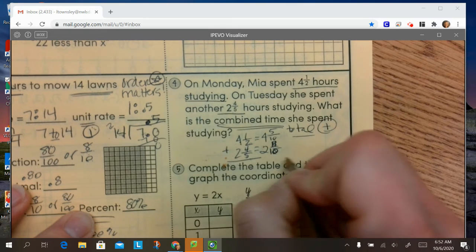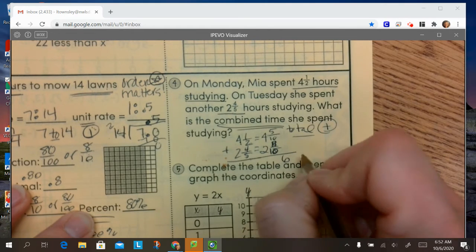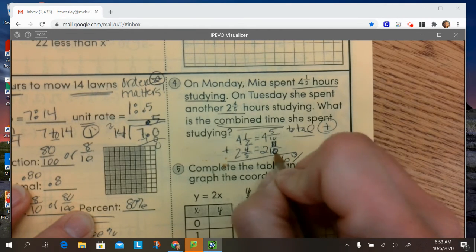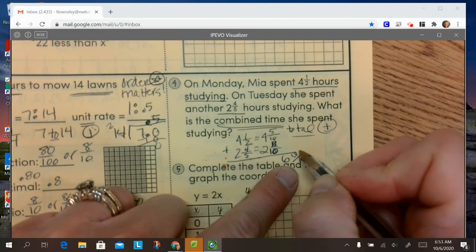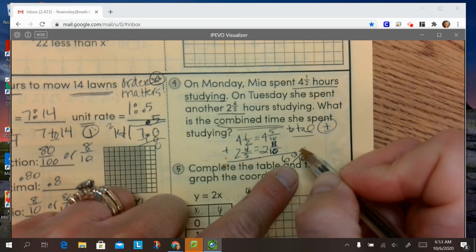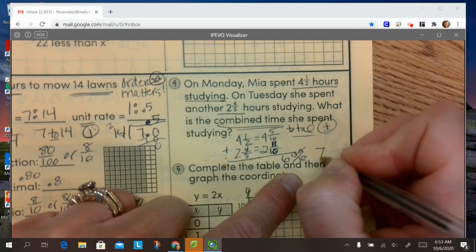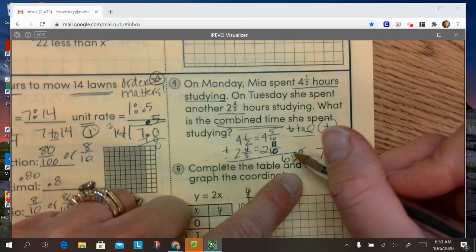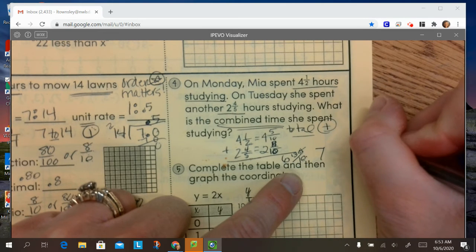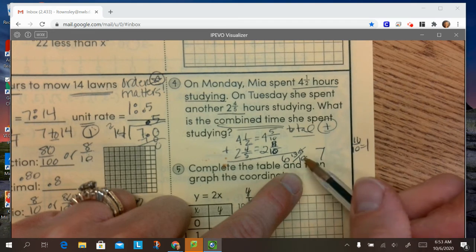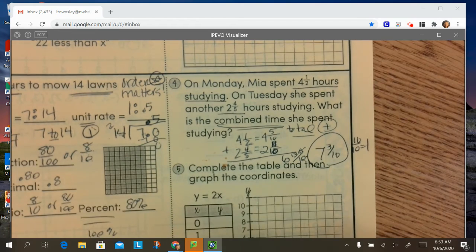So 4 plus 2 is 6. 5 plus 8 is 13. And then my denominator is 10. If you notice, this numerator is a lot bigger than the denominator, so I have a whole here. So I can take out a whole. So this now is not 6, it's 7. I take out 10 over 10 out of here, because 10 over 10 equals 1. And then all I have left is 3/10. So your answer is 7 3/10.